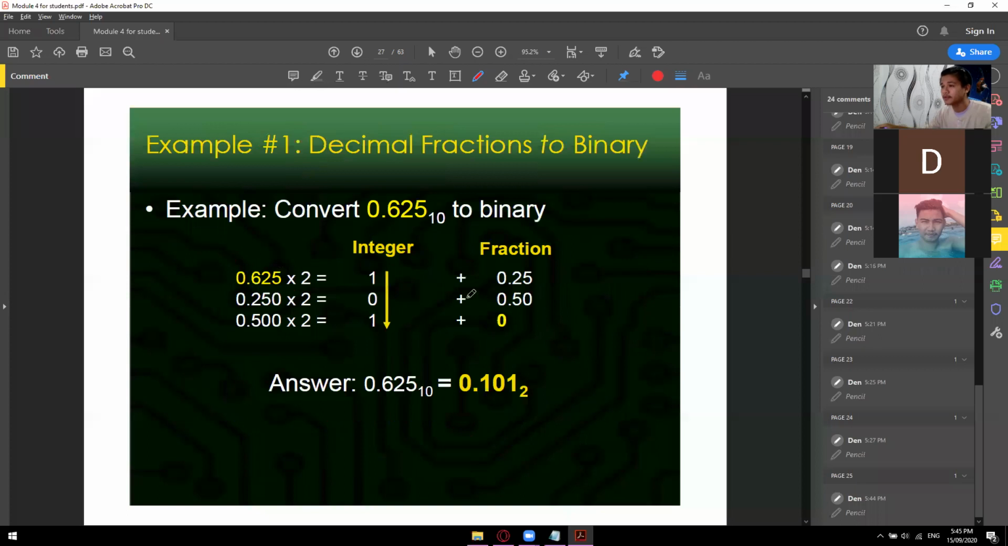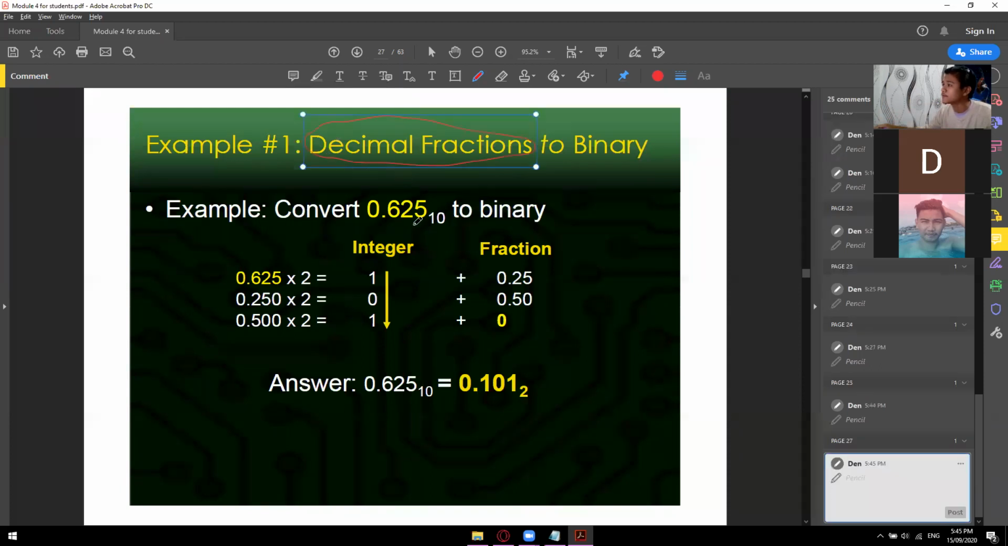So we have an example here. We have 0.625 base 10, and it is asking us to convert it to binary. Kung kanina, pag pinapa-convert sa atin yung whole number or integer into binary, ang gagamitin natin ay divide, di ba? So ito yung dividend natin. Pero kapag fraction part or decimal fraction, it is the opposite. We'll be using a multiplier. In here we have a multiplier of 2 since it is asking us to convert it to binary.